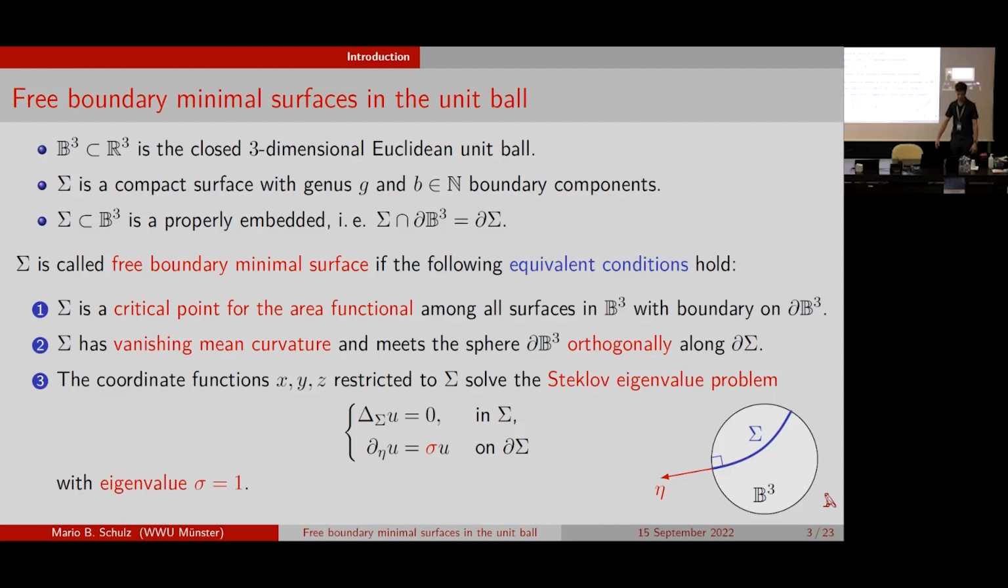So let me tell you a little bit more about the Steklov eigenvalue problem. That's the reason where this renewed interest in these surfaces comes from.